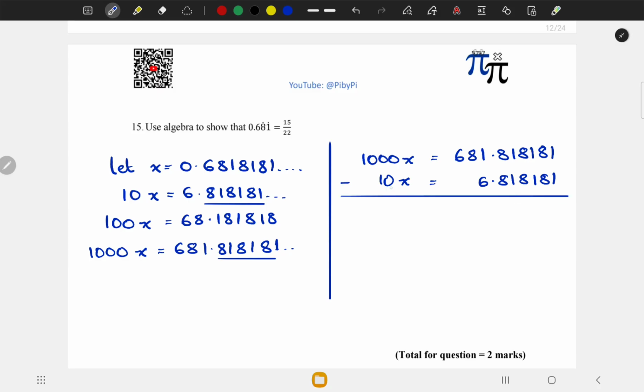So when I subtract, I would be getting 990x. And because these digits after the decimal are the same, ideally what's happening is that they're cancelling each other out. So we're doing 681 minus 6, which is going to give me 675. To find x, I need to take 990 onto the other side, which means I'm dividing it by 990. And if you go ahead and simplify this, you're going to end up with the 15 over 22 that they asked us for. So hence, we have proved this.